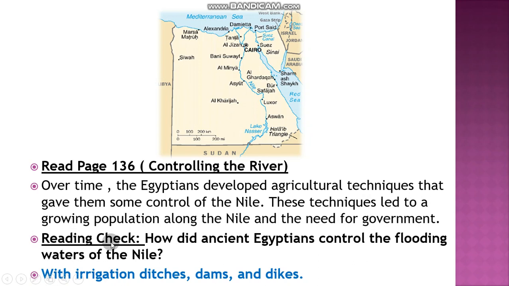Reading check, your question for this part. How did ancient Egyptians control the flooding waters of the Nile? Again, the question, how did ancient Egyptians control the flooding waters of the Nile? Yes, you're correct. Your answer is with irrigation ditches, dams, and dikes. Amazing. Good job, guys.